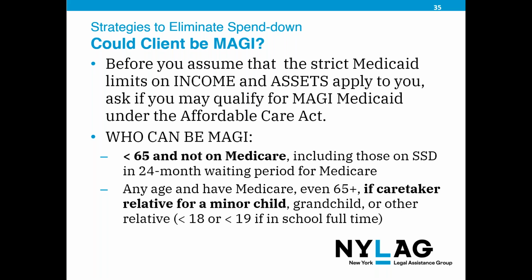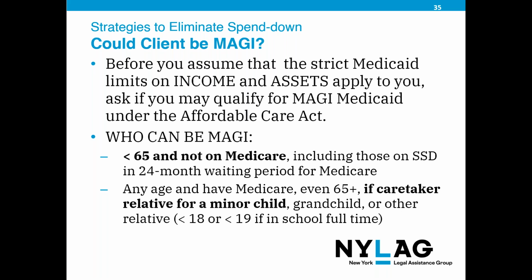So if they're under 65 and not on Medicare, that's the main definition of this group. So that's why this is millions and millions of New Yorkers. It's all children, all adults under 65 who are not on Medicare. So it's families and singles and couples. So it's the vast majority of Medicaid recipients, and it includes people on SSD in their 24-month waiting period for Medicare.